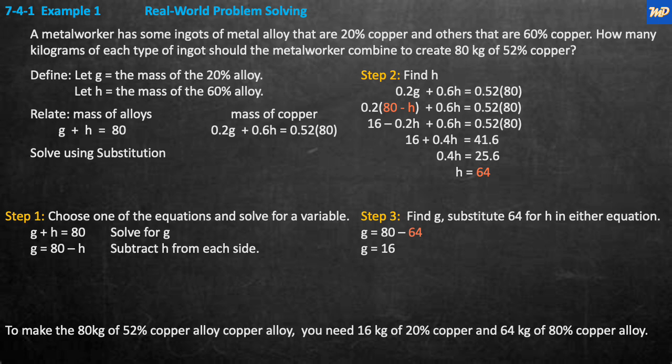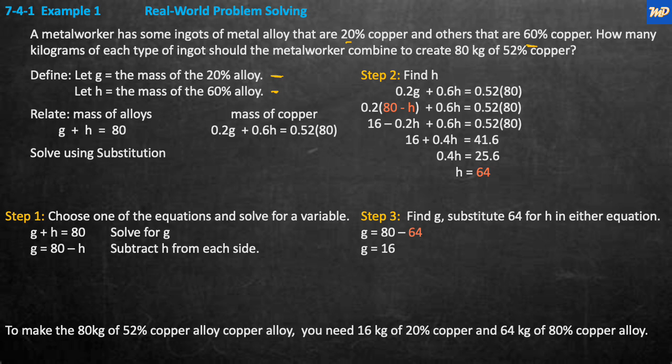First, let's create some variables. Let G equal the mass of the 20% alloy, and let H equal the mass of the 60% alloy. Because we have an ingot of some unknown mass that is 60%, and the other is 20%. So H is the mass of the 60. Those are the two, we've defined them.